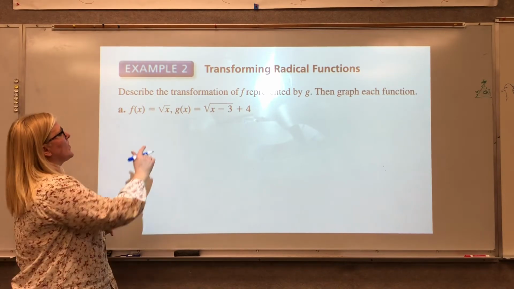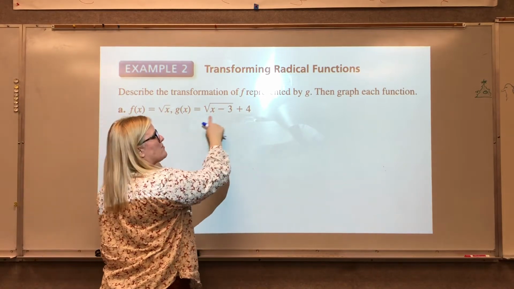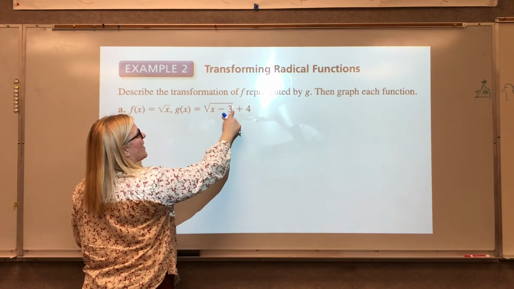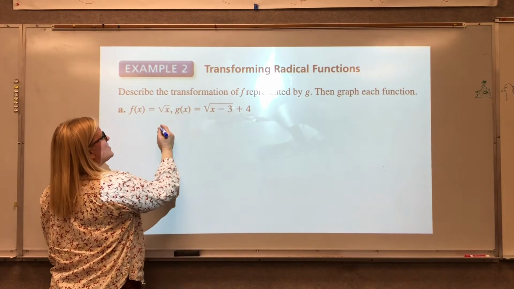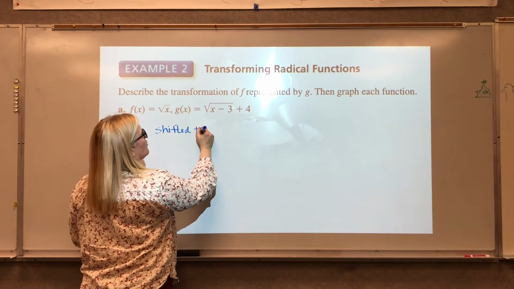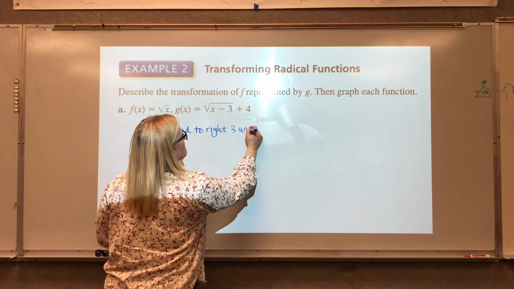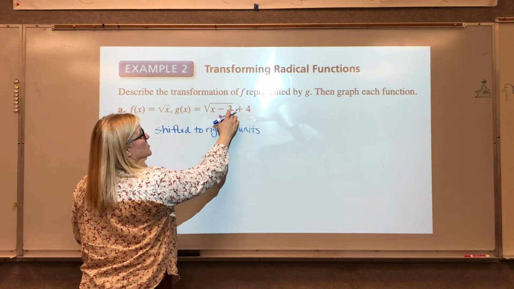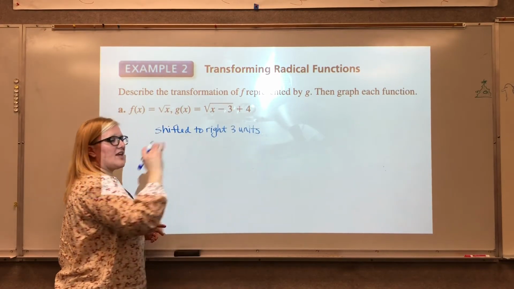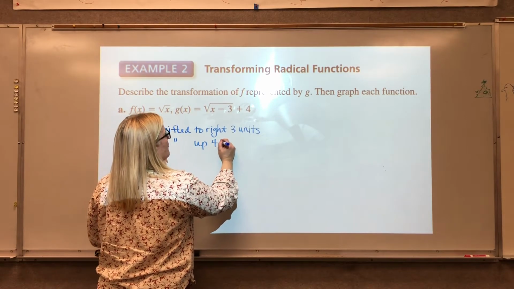All right, so here's the square root of x. That's f, and this is what happened to it. So what we've got here, since this is all under the radical sign, this shifted to the right 3 units, right? X minus 3, so it means it went to the right. And then I've got this straggler hanging on the end, so it means it shifted up 4 units.